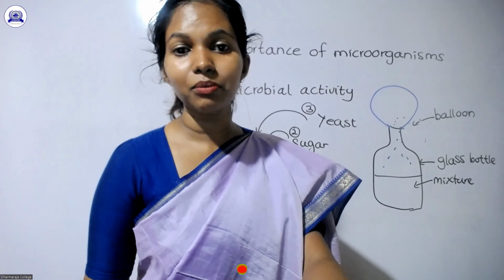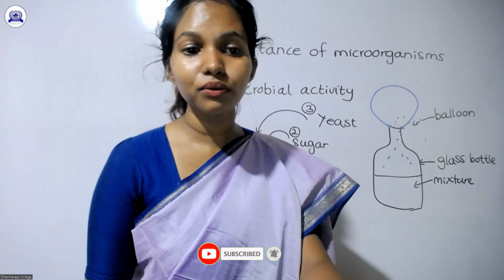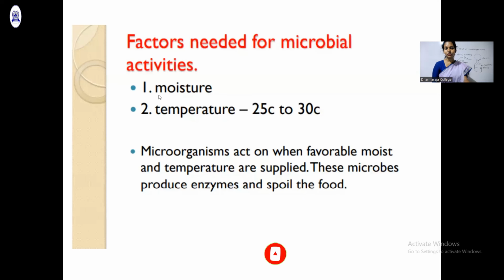So let us see what are the most suitable factors needed for the growth of microorganisms. So the first one is moisture. And the temperature of about 25 degrees Celsius to 30 degrees Celsius. So normally, and the next one is the pH value.